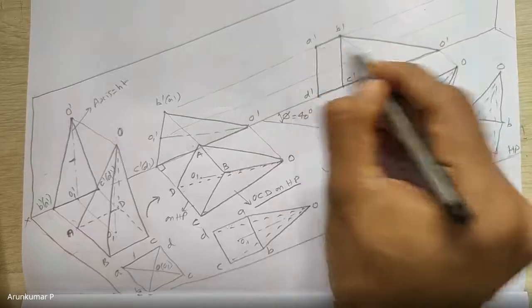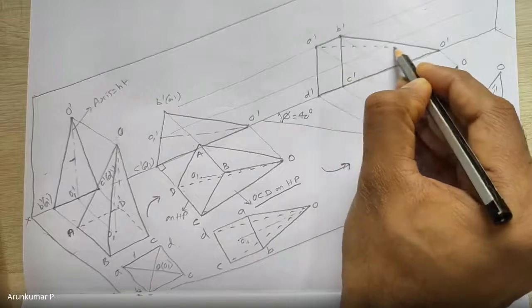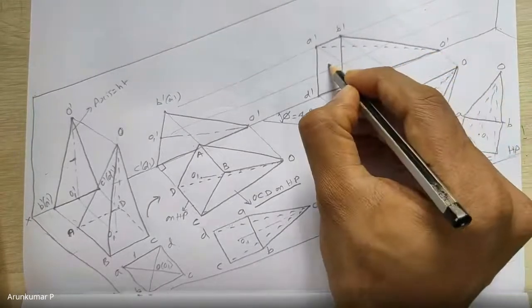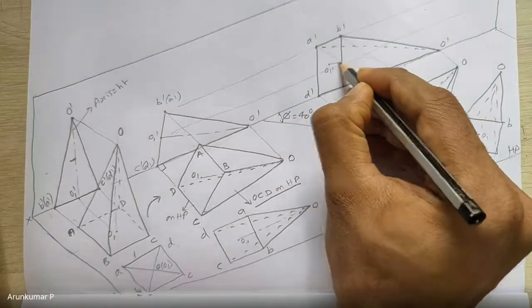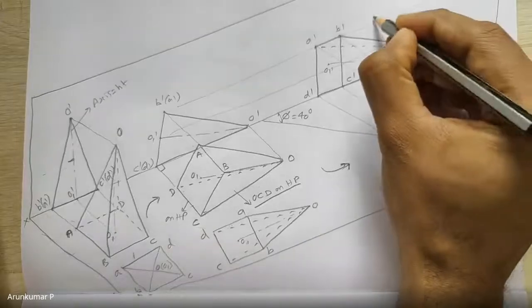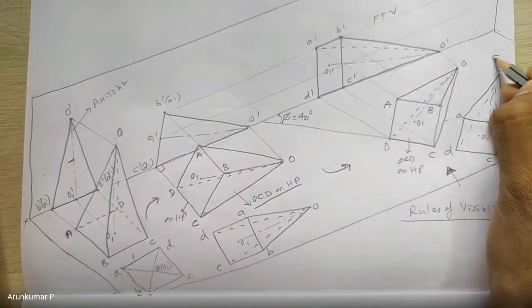And whatever you don't see, this O dash, A dash, all these things which you don't see, you represent it by the hidden lines. And of course, this is O1 dash, this is the axis line. So this is your final front view. This was your final top view.